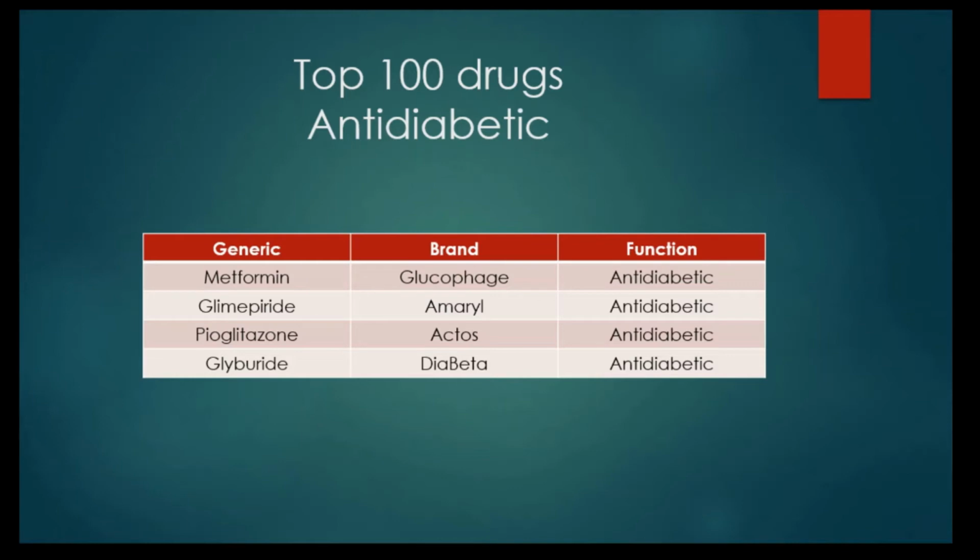Next, we're going to be talking about anti-diabetics. We've got metformin as Glucophage. We've got glimepiride as Amaryl. We've got pioglitazone as Actos. And we've got glyburide as Diabeta.